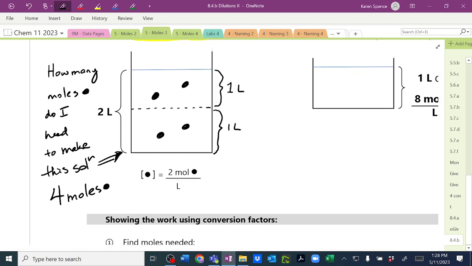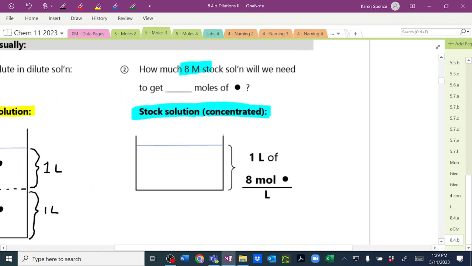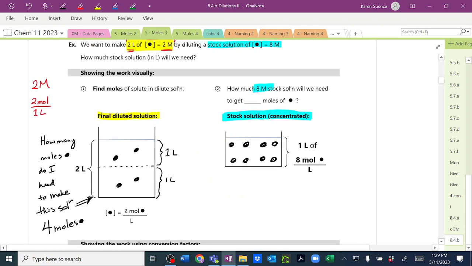Now we are going to go to our stock solution, which is much more concentrated. Okay, so over on the right-hand side, we have our stock solution. That's our concentrated solution. And it is 8 molar, which means 8 moles per liter. Now this is 1 liter here, so let's draw in 8 moles. 1, 2, 3, 4, 5, 6, 7, 8. That's 8 moles in 1 liter. That's our more concentrated solution. Can you see how it's more concentrated than the final solution on the left?